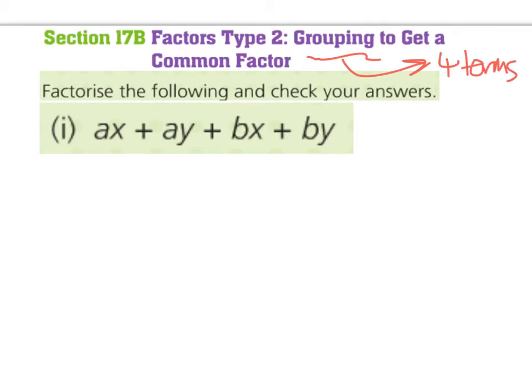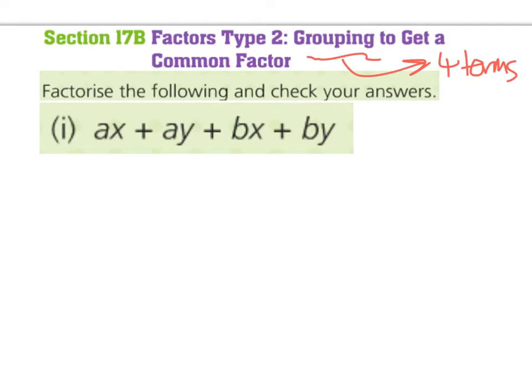The first type of factorizing we saw was the HCF, the highest common factor. That's usually when you have 2 terms. It can be if you have 3 terms as well, or 4. But when we're asked to group, the question will say factorize, but it's when there are 4 terms and there isn't a HCF common to all 4 terms.